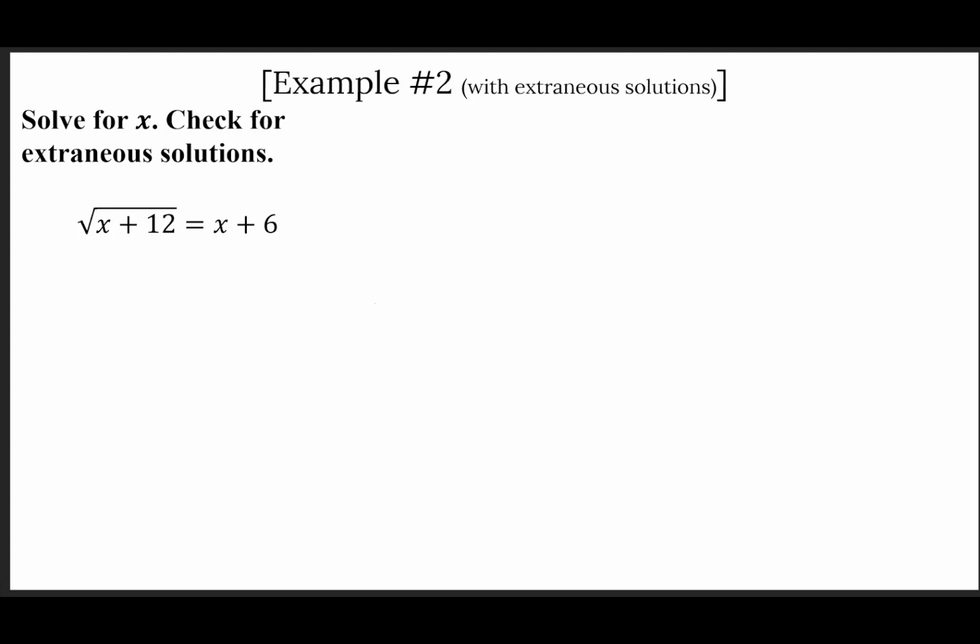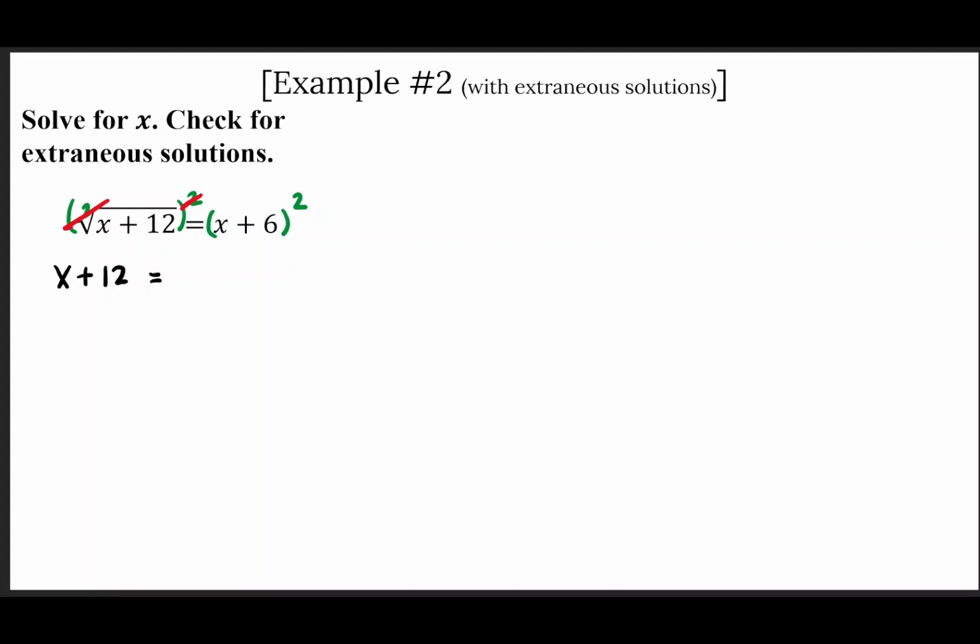So we need to square both sides. Since this is a square root, I need to square both sides. And notice how I'm wrapping the entire side of the equation in parentheses. I need to square the entire thing on both sides. That would cancel out the root on this side. I would just have x plus 12 equals x plus 6 squared.